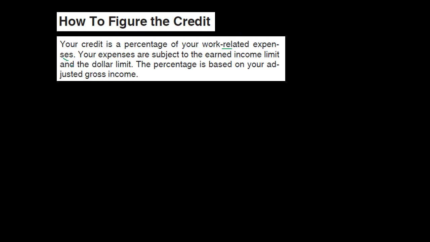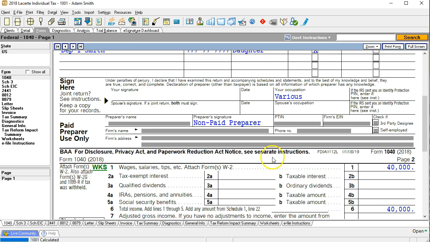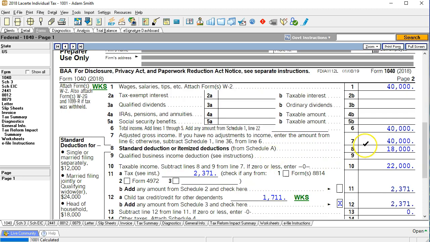Your expenses are subject to an earned income limit, so we'll have to look into that, and a dollar limit we'll have to look into. The percentage is based on your adjusted gross income, your AGI. We know that the adjusted gross income is going to be line 7. So if we go to our tax return, line 7 will be the adjusted gross income.